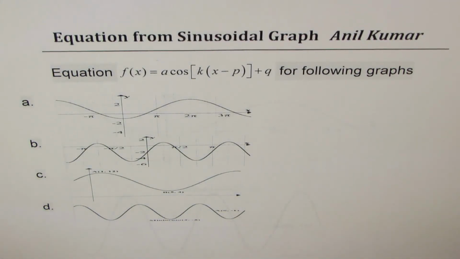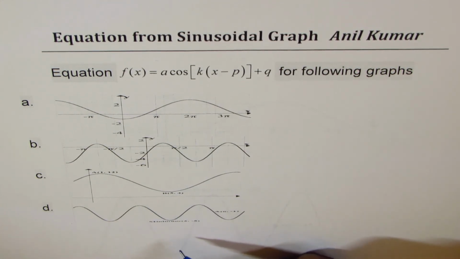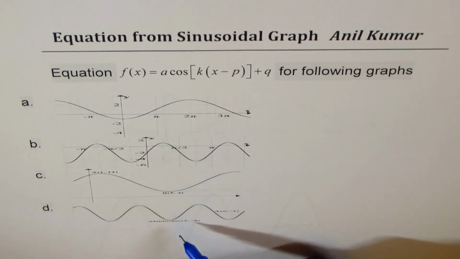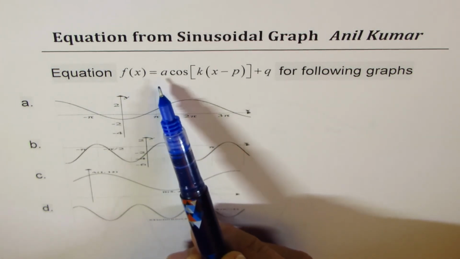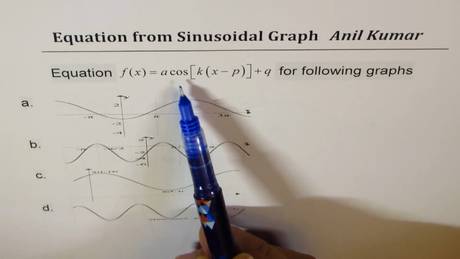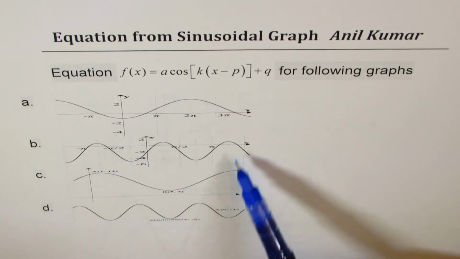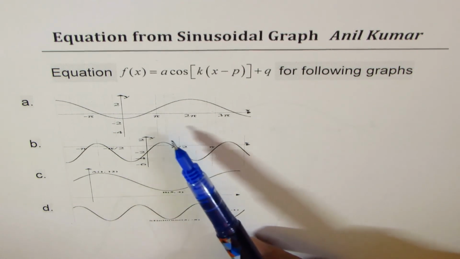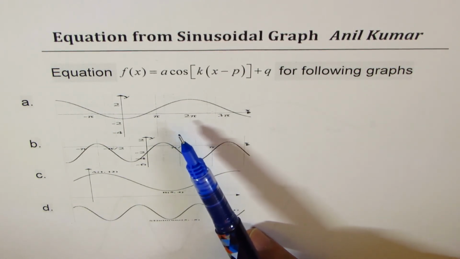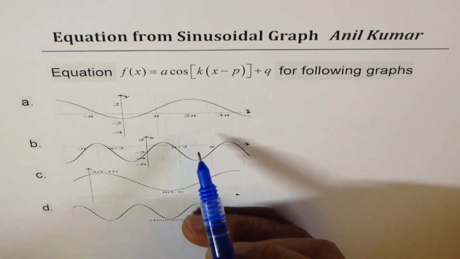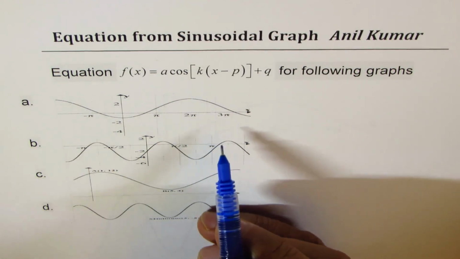I'm Anil Kumar, and in this video, I'll take 4 different examples and write the equation of these sinusoidal functions in the form f of x equals a times cosine of k x minus p, plus q. These figures are kind of distorted, but I'll clearly show them in the following pages when we write their equations. Now let us first understand, given any curve, how to write its equation.